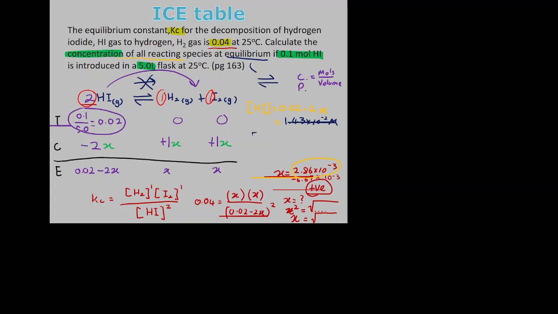And for the concentration of H2, you should get 2.86 times 10 to the power of negative 3, like here, because it is only x. You just substitute the value of x. And the same for iodine. The unit is molar, or mole per cubic decimetre.